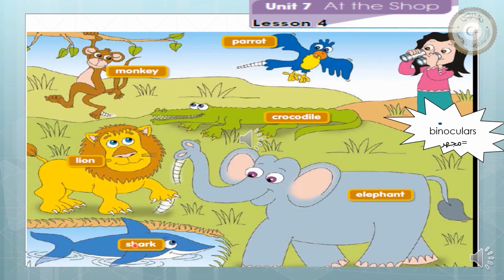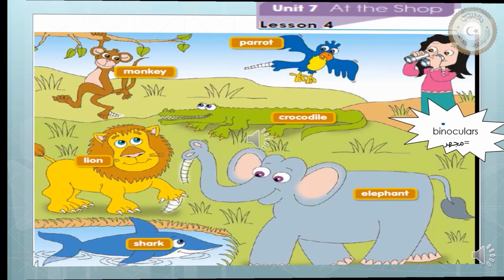Okay. Tell me, which animal is the green? Which animal is the green? Don't look at this picture. It is big and dangerous. It wants to eat me. It is the crocodile. Very good. It is the crocodile. Now, another question for you. Which animal is yellow and brown? It has a very big mouth with lots of teeth. Yellow and brown.